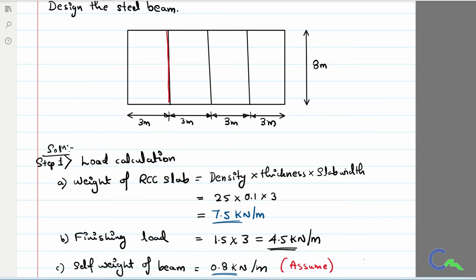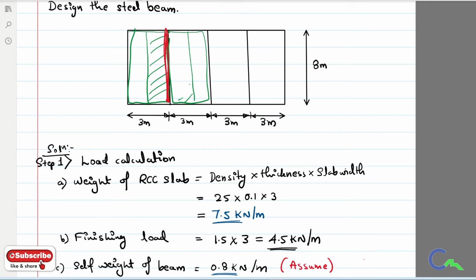Okay, so load is coming from this particular panel and from this particular panel onto that particular beam. Half of whatever the load is on each panel is going to come on this particular beam. So therefore I can say that 1.5 meter of this panel and 1.5 meter of this panel is going to come to that particular beam.